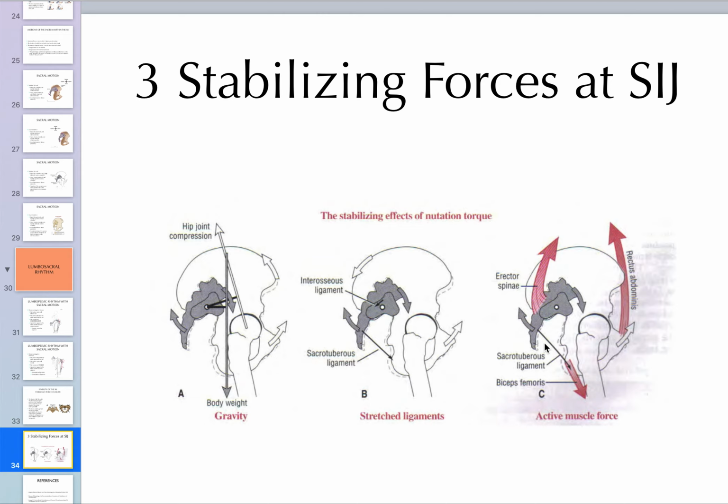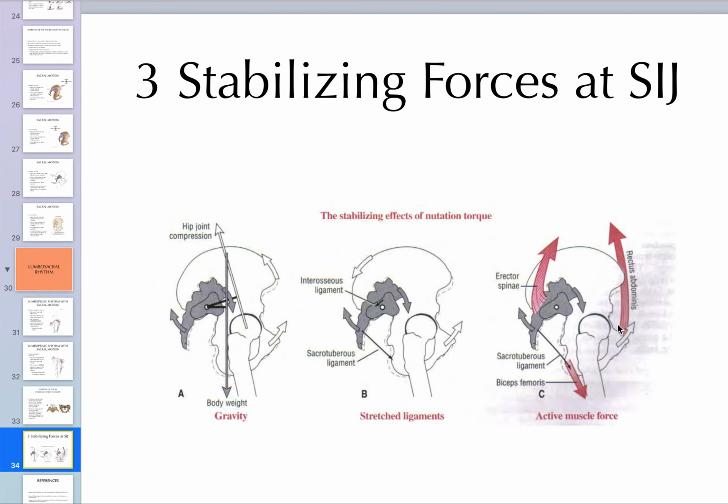And finally, we have the muscular reinforcement of the sacroiliac joint. We have the direct attachment of the erector spinae and multifidus from the sacrum to the vertebrae, which will create the nutation force, as you can tell, to the sacrum.